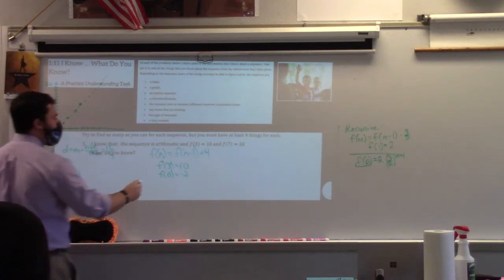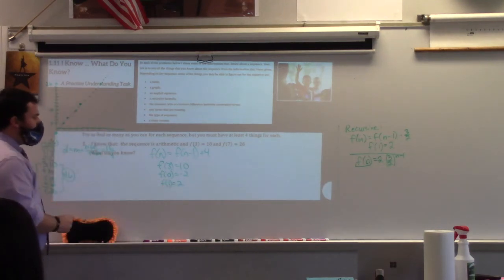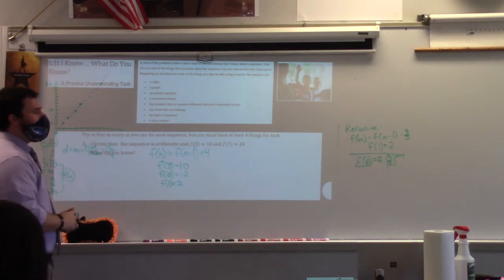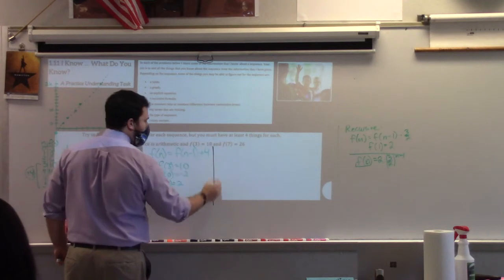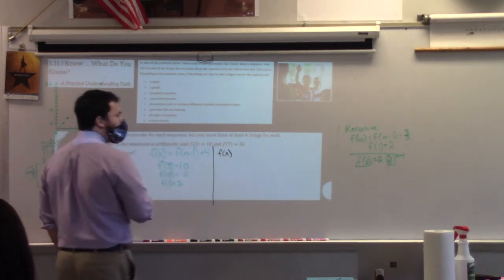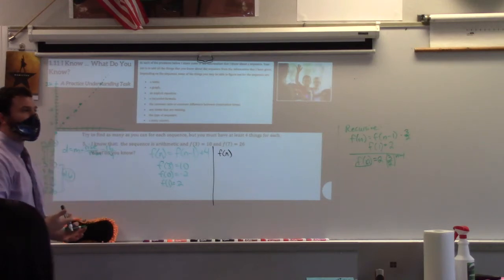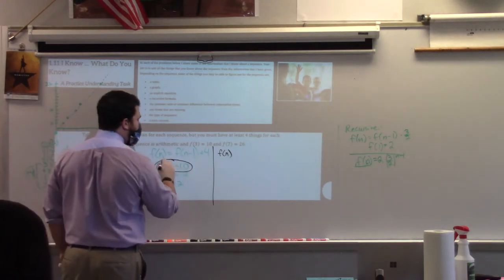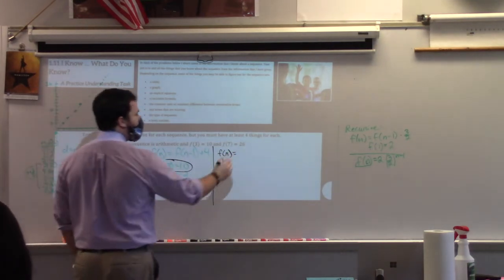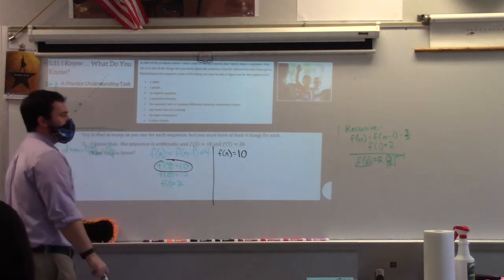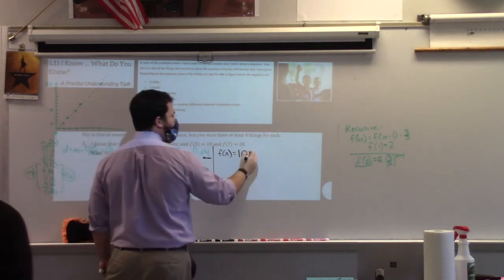I think some of us did f of 1 equals 2. Okay? And I want to show you something useful and important about going from this recursive to an explicit. F of n, is that my input or my output? When we're talking about explicit, that's my output. So when I look at this starting point, what is my starting output? 10. Then what am I doing to that 10 repeatedly? Adding 4. See how we're adding 4 to the previous?